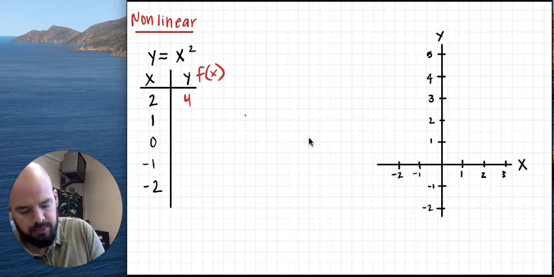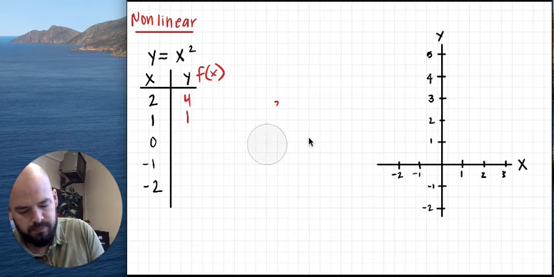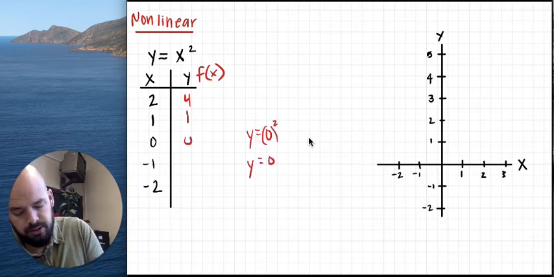Now my second input would be y equals 1 squared. 1 times 1 equals 1. We're going to do y equals 0 squared, which is just 0. 0 times 0.